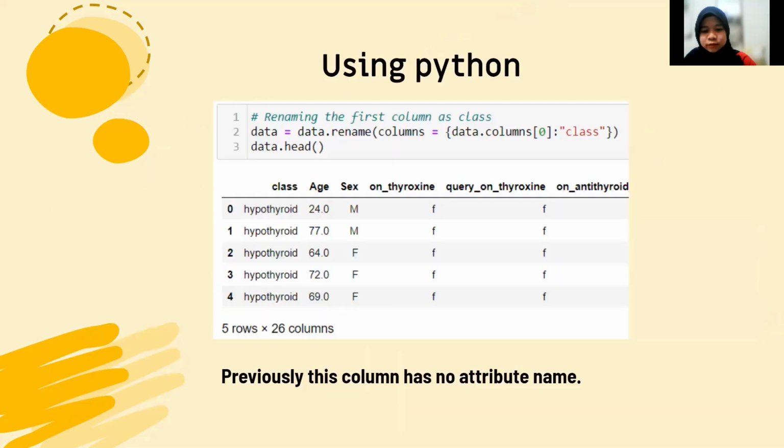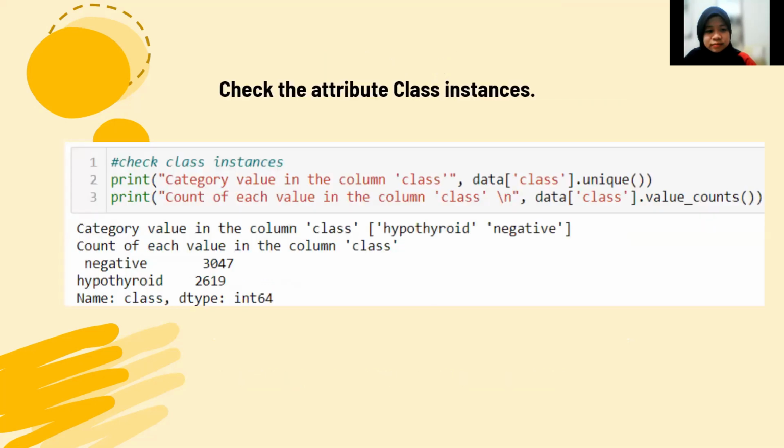Then we use Python to continue dealing with the dataset. This is the code that we use to rename the first column in the dataset. It is because the first column name in the hypothyroid dataset is unknown, so we name it as the class of the dataset. Next, this code is to check the attribute of the class instances. We can also get the total count for hypothyroid and negative values like in Weka. Next.